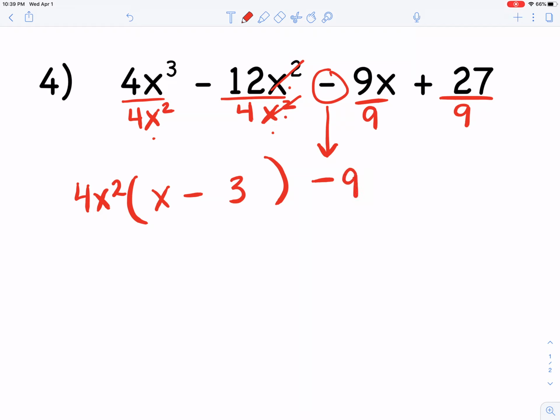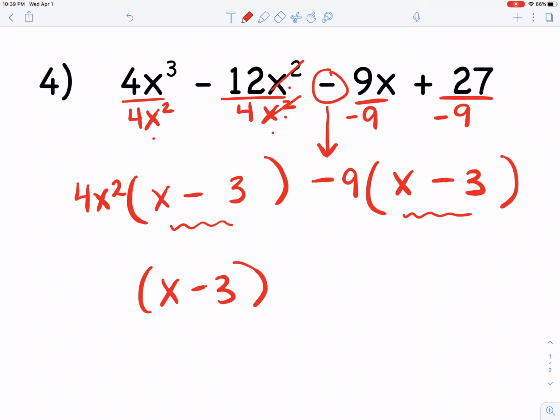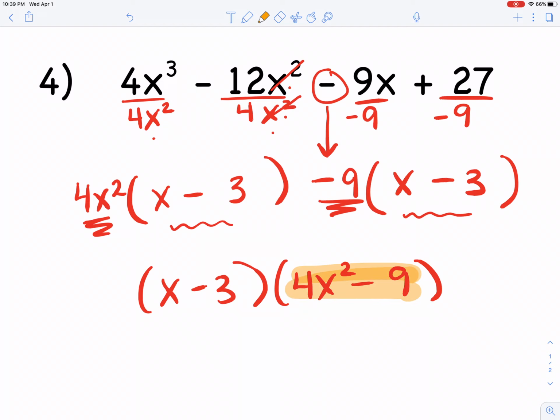So 9 I'm going to write first, and then inside the parentheses, I have to divide them both by negative 9 because of that minus sign that came down. I get x minus 3. Again, inside the parentheses, same thing. So I bring down the x minus 3. In front of both parentheses, 4x squared minus 9. And again, after factoring by grouping, we have a difference of two perfect squares.